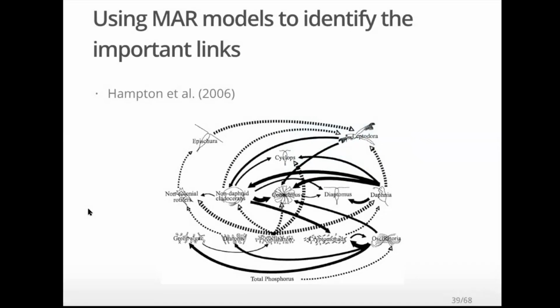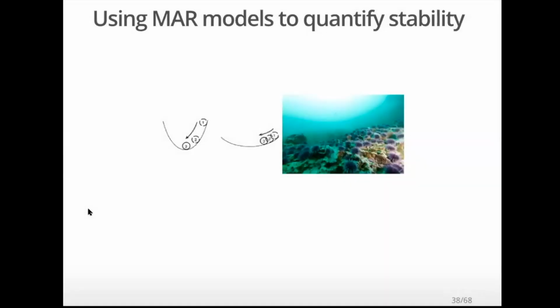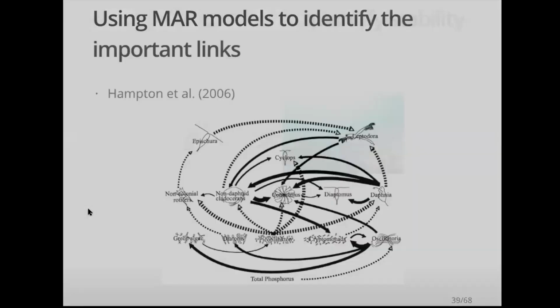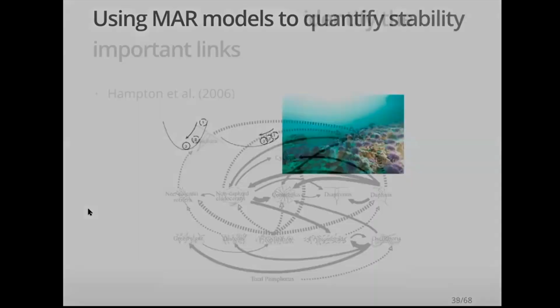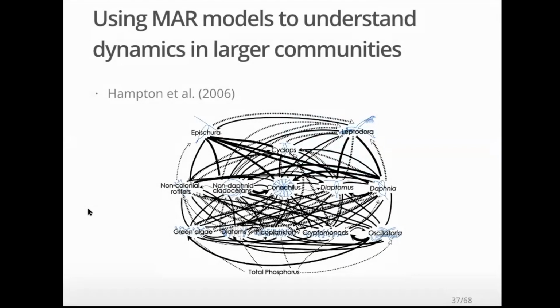All right. So there are two really big things that people do with these models. One is they try to understand the stability of community systems. And then the second thing they'll do is they use them to try to understand the important links in the system. You look at that, it's like, oh man, what a bunch of spaghetti, right? How do we pick out which of those interactions are really driving the fluctuations in the system?